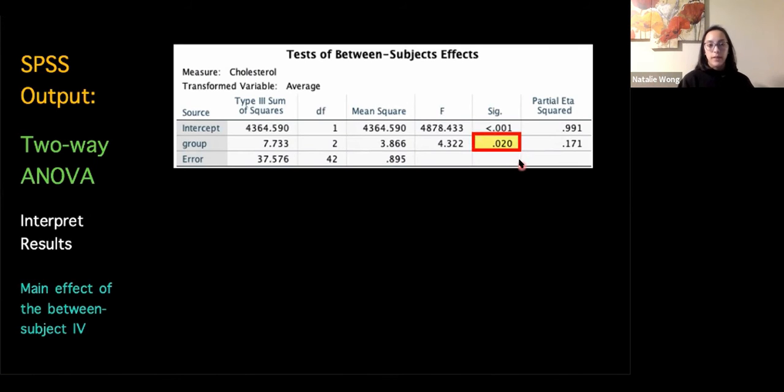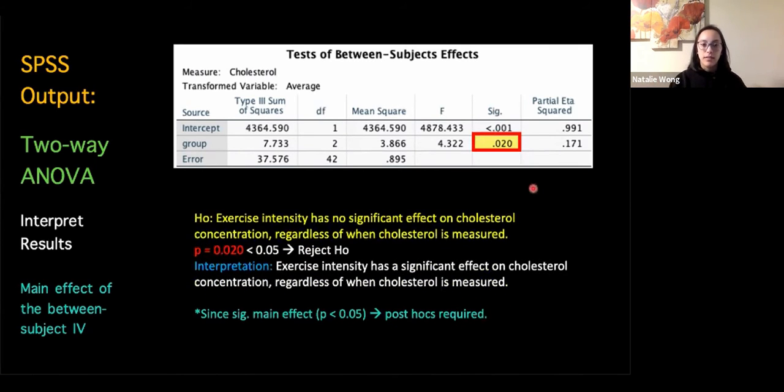0.020. The null hypothesis for the main effect of exercise intensity would say that the level of exercise intensity has no significant effect on cholesterol concentration, regardless of when cholesterol is measured. So in this case, we would take the pre, mid, and post measurements, combine all of those together to create a mean for our sedentary group. We'd take all three measurements, combine them together for our low intensity, and then for our high intensity, compare those three means together, and we get this p-value.